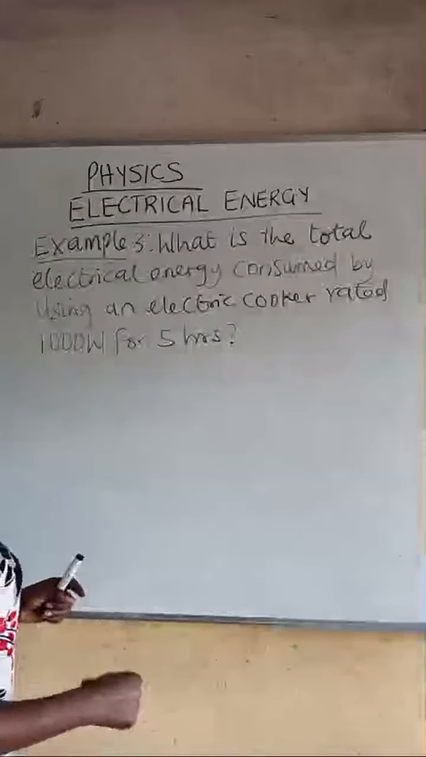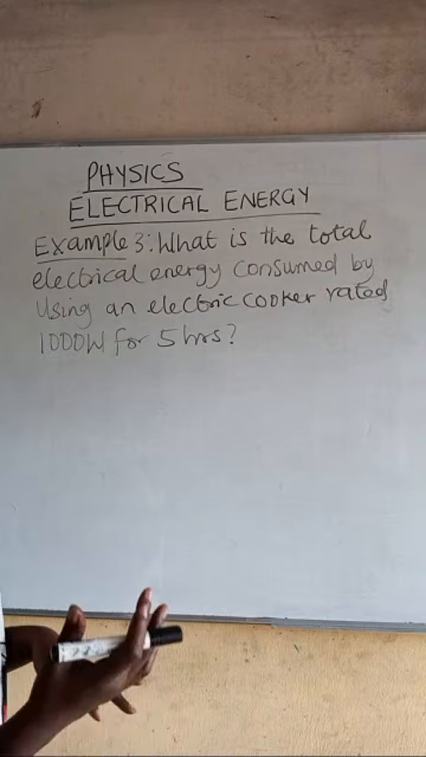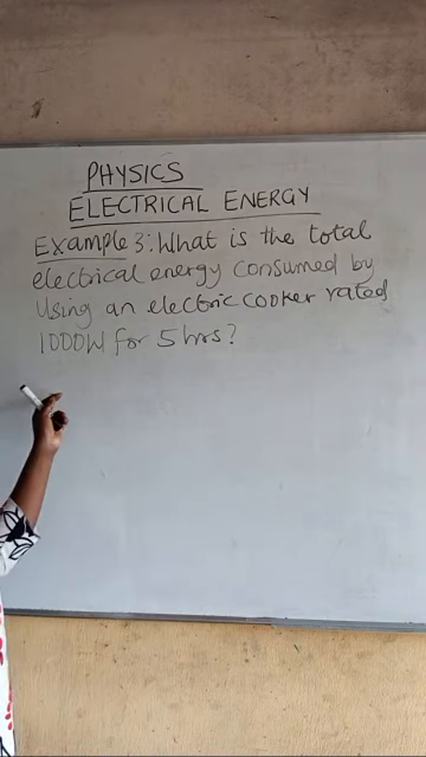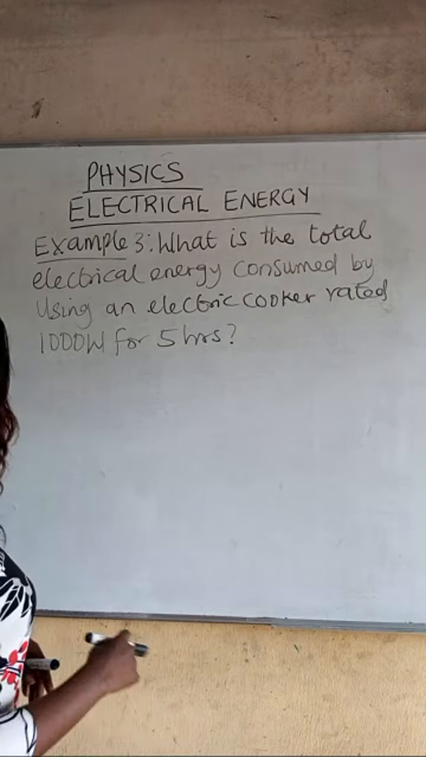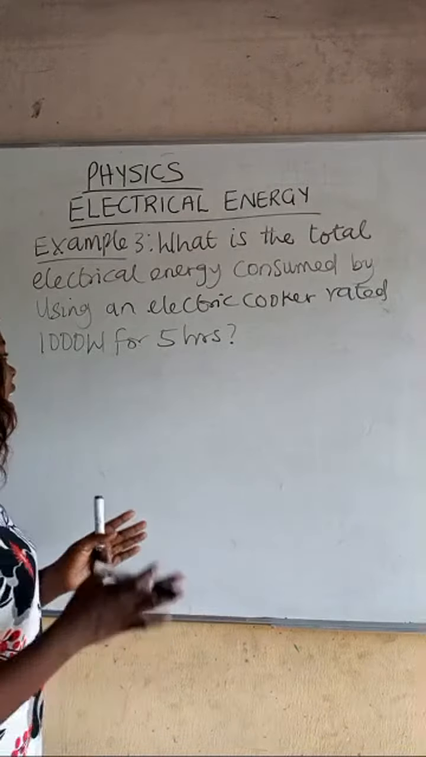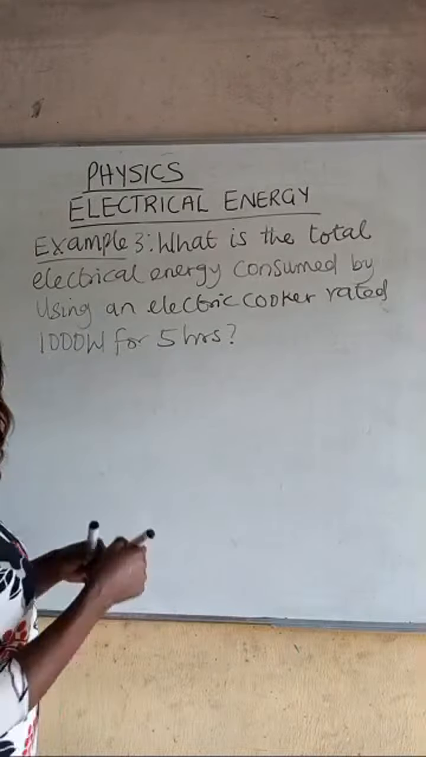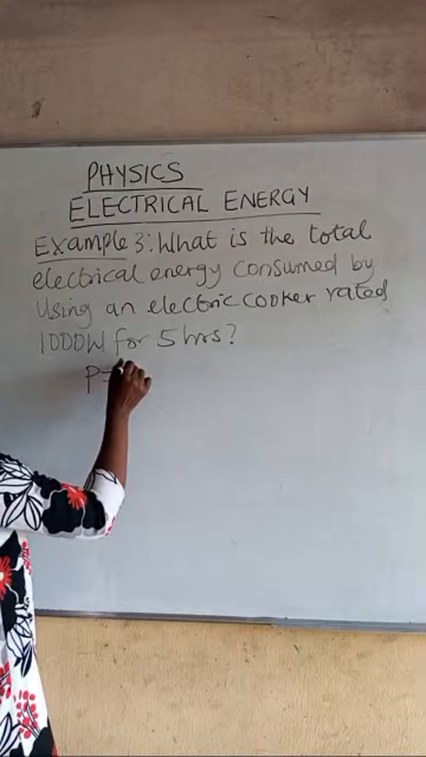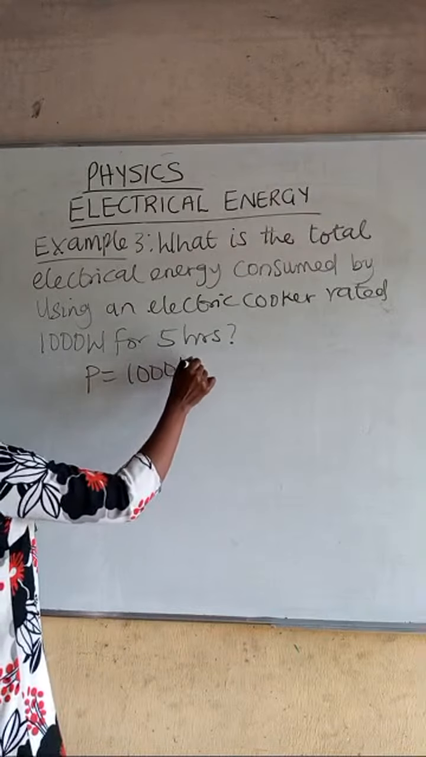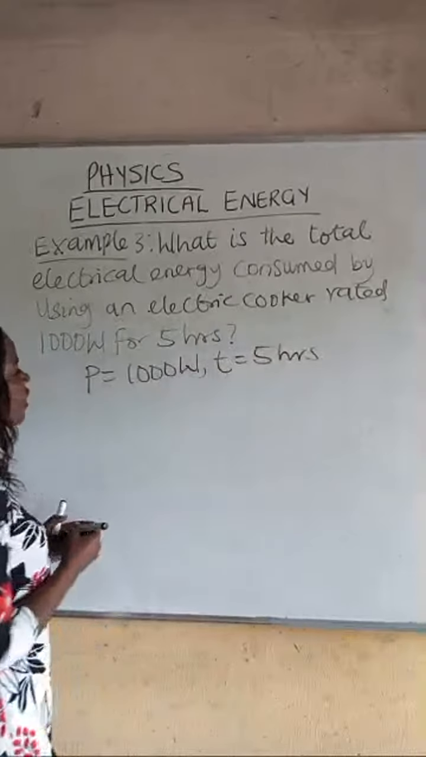The question we're going to look at is this: what is the total electrical energy consumed by an electric cooker rated 1000 watts for 5 hours? In this question, we're looking for electrical energy, and we have just two parameters, the power and the time. Power is 1000 watts, and time is 5 hours.